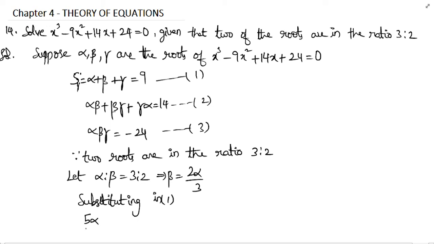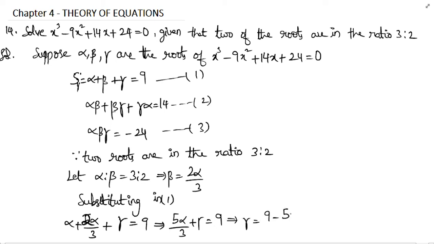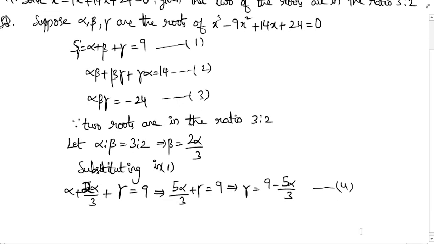Alpha plus 2 alpha by 3 plus gamma is equal to 9, which implies 5 alpha by 3 plus gamma is equal to 9. That implies gamma is equal to 9 minus 5 alpha by 3. This we will consider as equation 4.